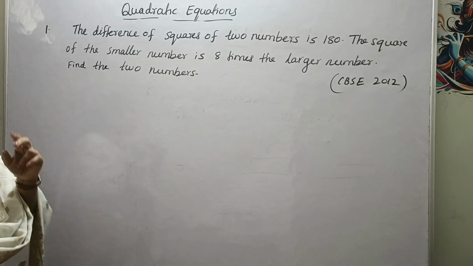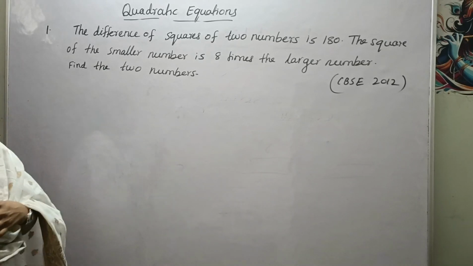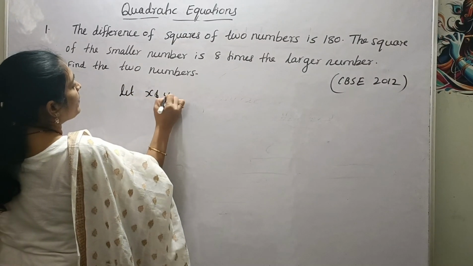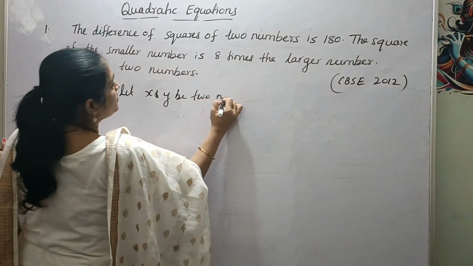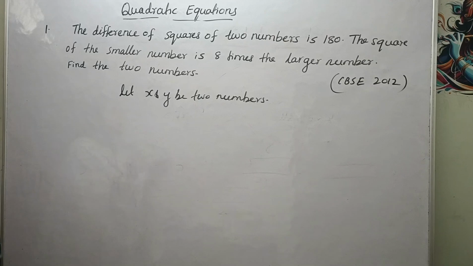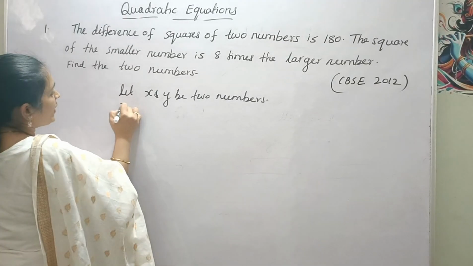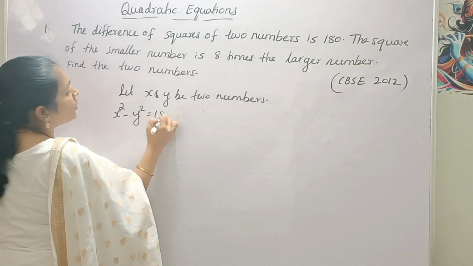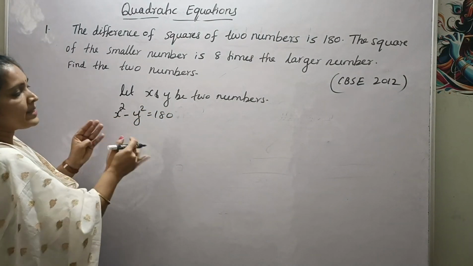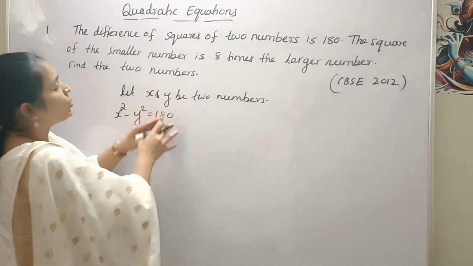Here we have to take two numbers, that is two variables, right? Given that the difference of squares of two numbers, so let x and y be two numbers. And it is given that the difference of squares of these numbers is 180. That is, x square minus y square is equal to 180.